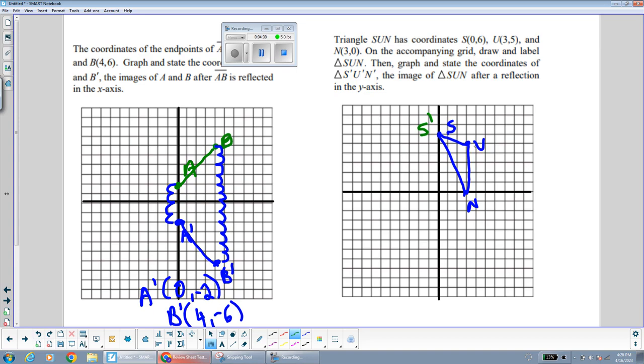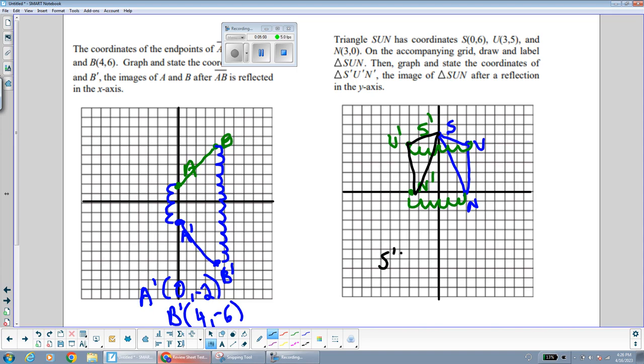Okay, point U is 1, 2, 3 spaces from the line of reflection. So 1, 2, here would be another 3 spaces. That would be U prime. And point N is 1, 2, 3 spaces as well. 1, 2, 3 would put N prime right here. Let me connect that together.